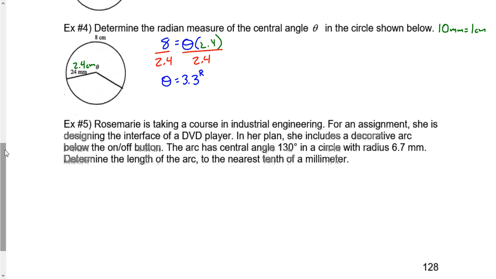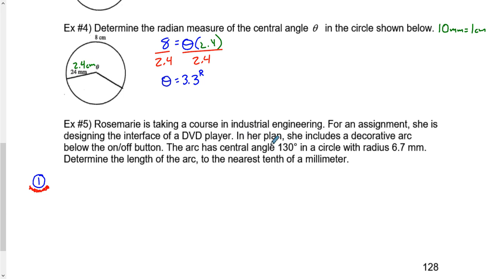Rosemary is taking a course in industrial engineering. For an assignment, she has designed the interface of a DVD player. In her plan, she includes a decorative arc below the on-off button. So your on-off button, again, it's just that one that looks like that. So there's some kind of decorative arc underneath, usually lit with some LEDs or something like that.